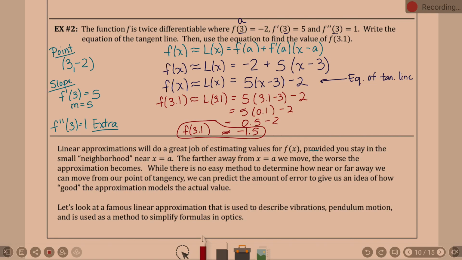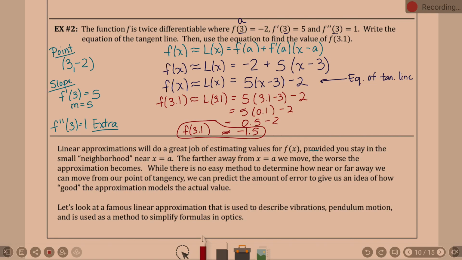Now, keep in mind, the actual value of f at 3 on the graph is -2. What are we saying? On the tangent line, it's negative 1.5. So it's above. So it's close-ish, right? It's close-ish, but not precise. And that's what our approximation will do.